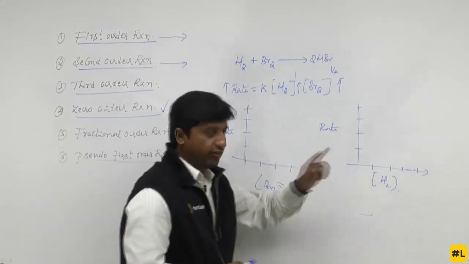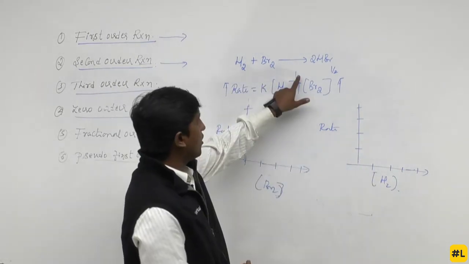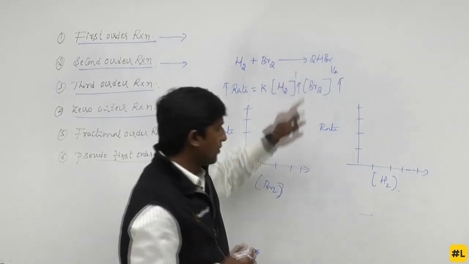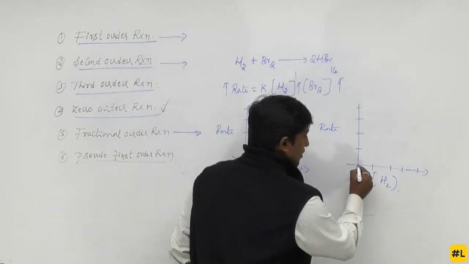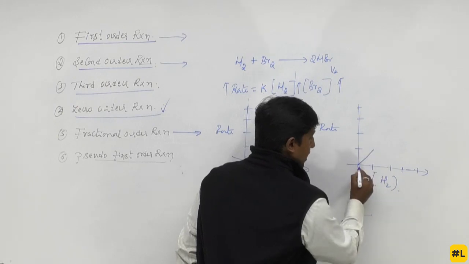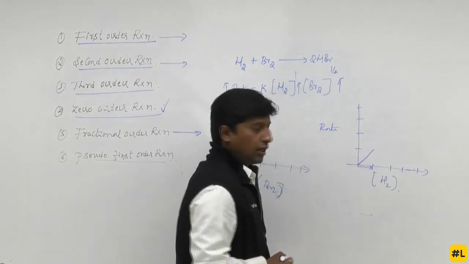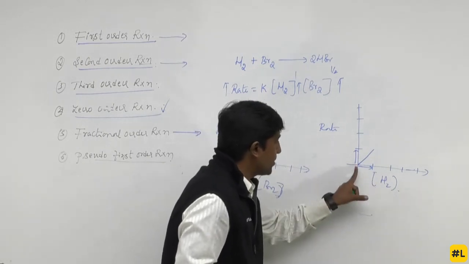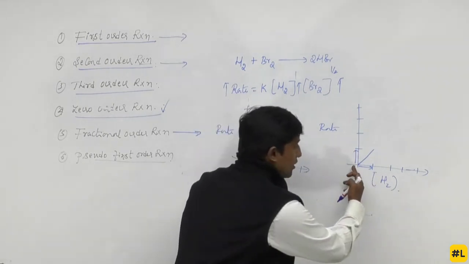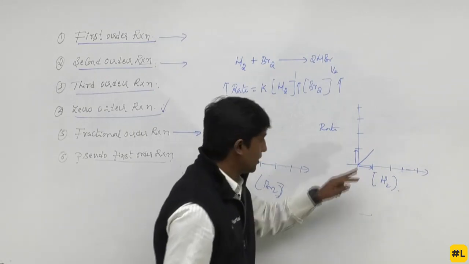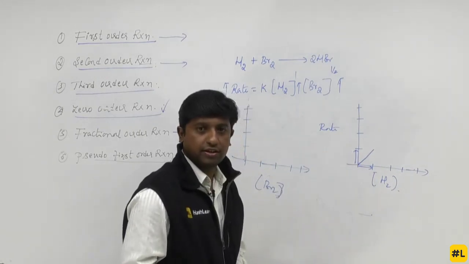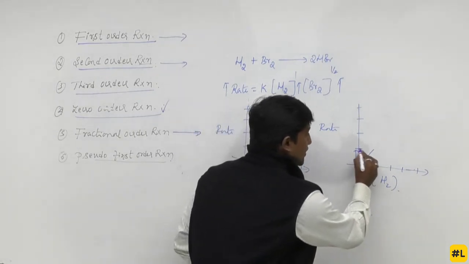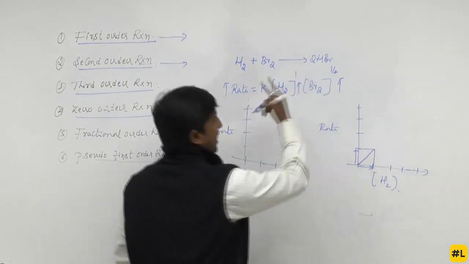Now, I take the example of hydrogen. With respect to hydrogen, the order of the reaction I have written is 1. When the concentration of hydrogen is increased by 1 unit, the rate increases by 1 unit. You can see that from here to here 1 unit, from here to here 1 unit. Hence, the order of the reaction with respect to hydrogen is 1, I can write.